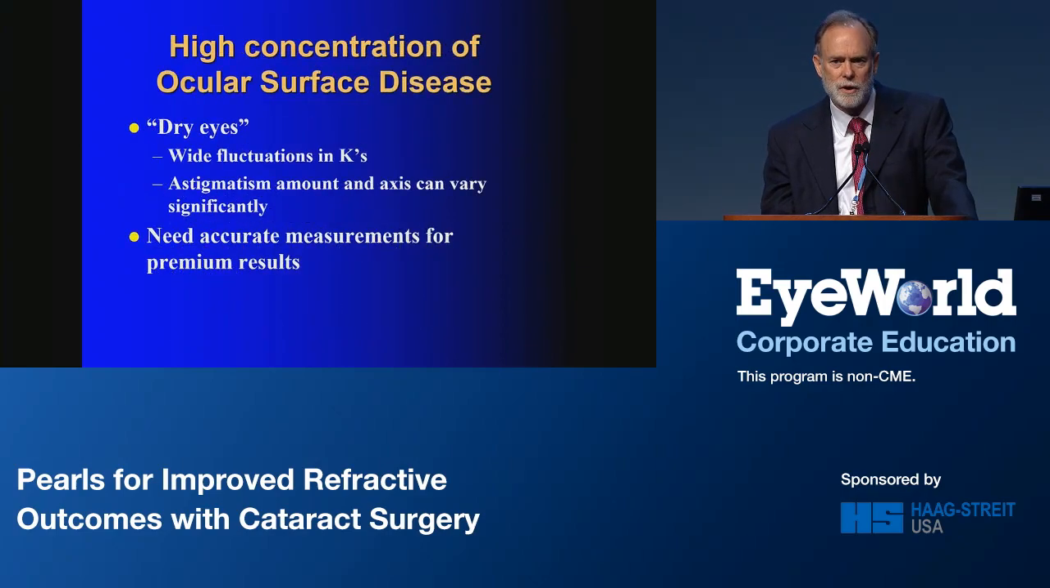Now, we have a high concentration of ocular surface disease, and so with all of our testing, the place we start out is to make sure the ocular surface is in good condition. You can call this dry eyes, you can call it ocular surface disease, but whatever the issue is with the ocular surface, if that's not in good shape, you're not going to get good information. We've all heard garbage in, garbage out. And so you can get wide fluctuations in your measured Ks, the amount of astigmatism, the axis of the astigmatism, if you don't have a good ocular surface. So that's where we start first, because we want to make sure our measurements are accurate.